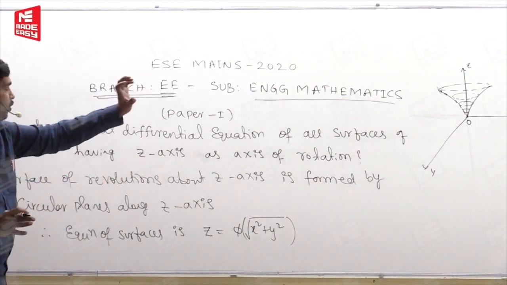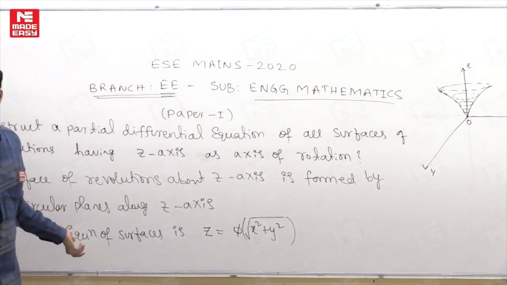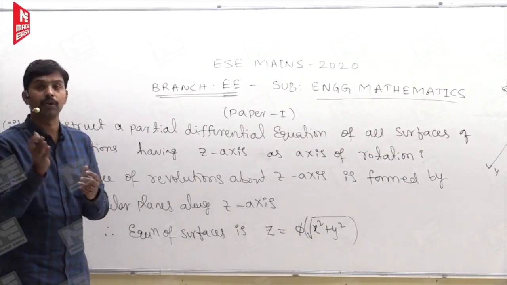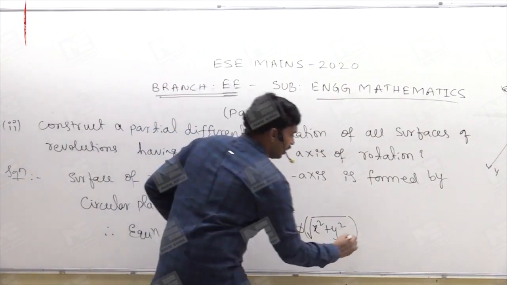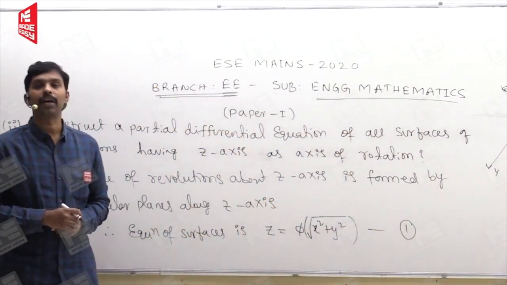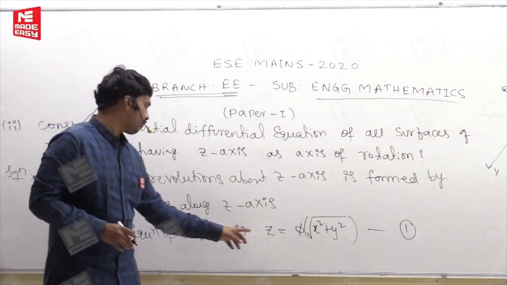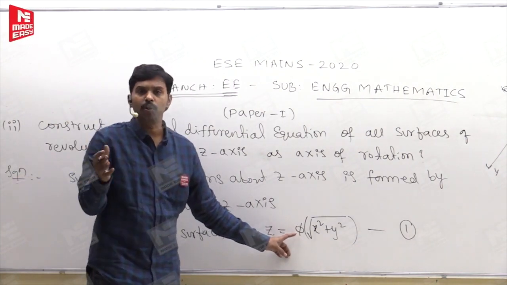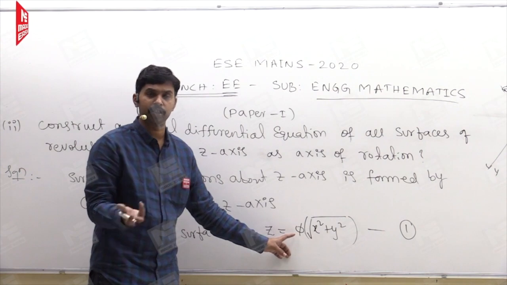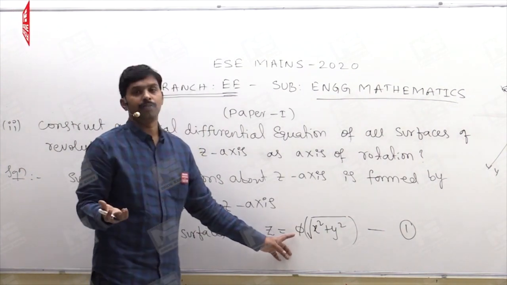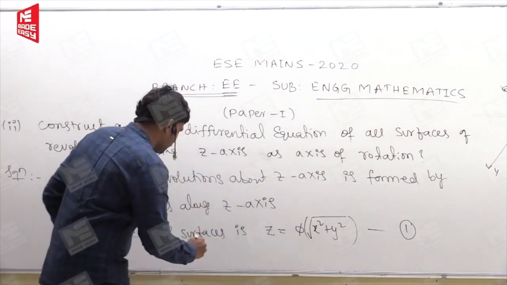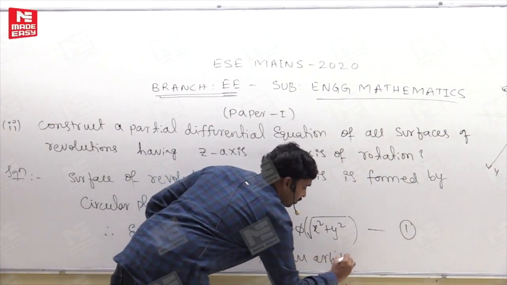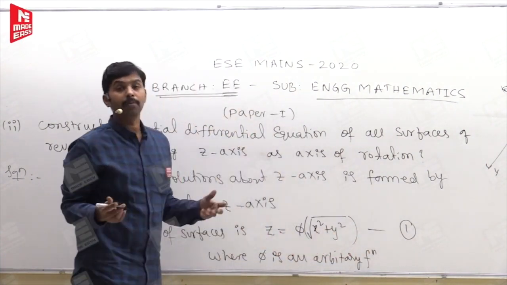So now this is what exactly you have to understand: the equation of the surface of revolution of any curve when it is rotated about the z-axis. This is the equation of the surface for which you need to find the partial differential equation. But as phi is an arbitrary function, it can be anything. We don't know exactly what it is. It may be a square function, a cubic function, or any other kind of function. It is arbitrary here, where phi is an arbitrary function.